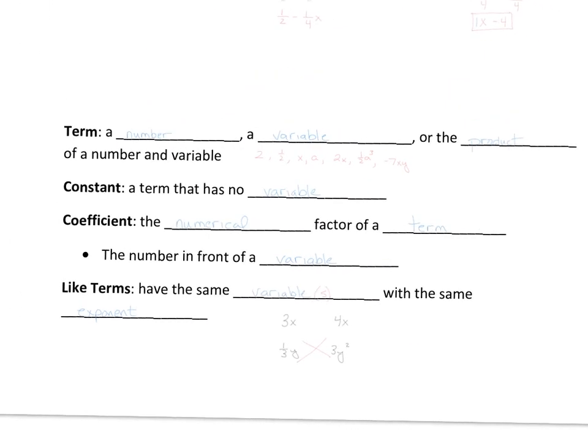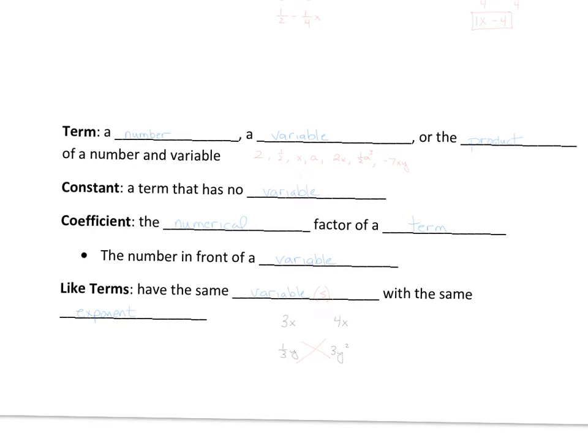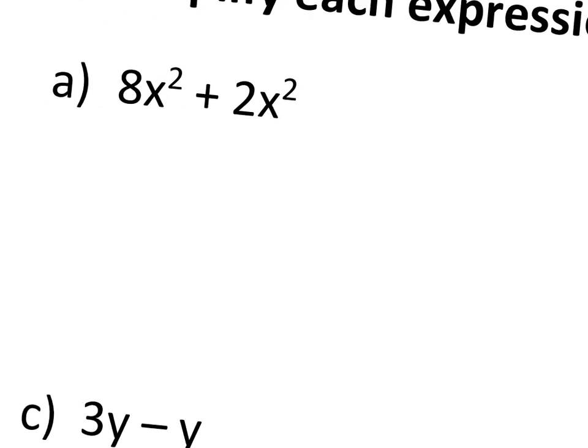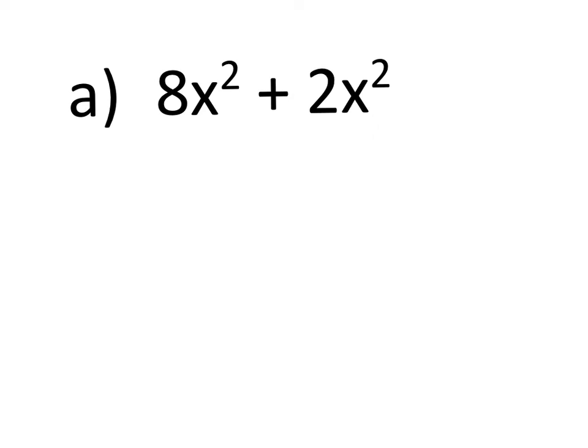All right, let's go to the next page. On this one, we're going to be asked to simplify the expression. In other words, we're going to start by combining like terms. When I look at A here, I know they're like terms because they have the same variable with the same exponent. So we're just going to add the coefficients, the number in front of the variable. We're going to add those up. So 8 plus 2 is 10, and then the x squared just stays as is.